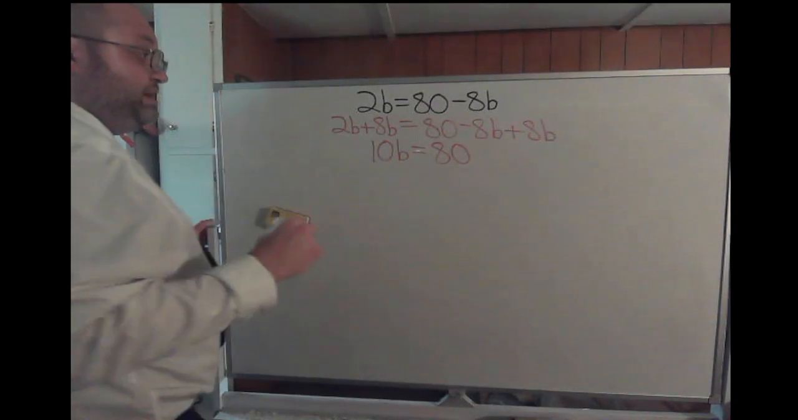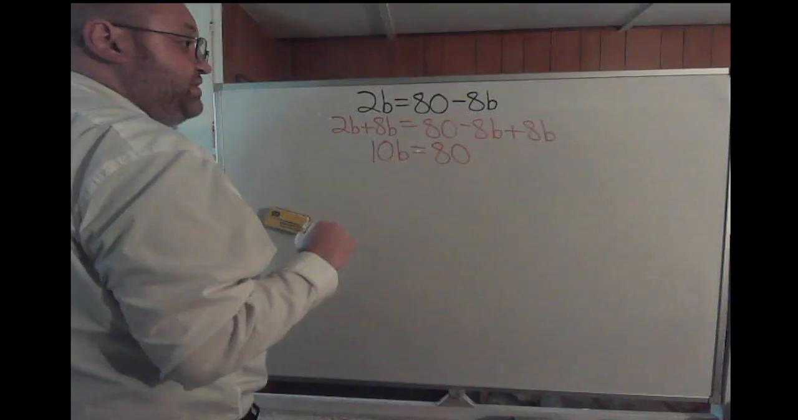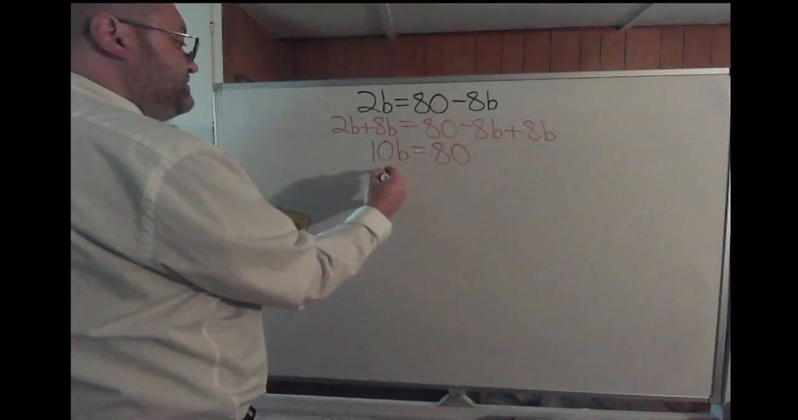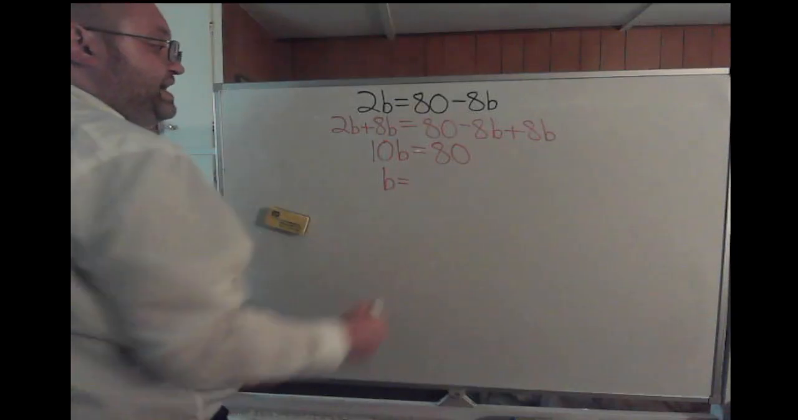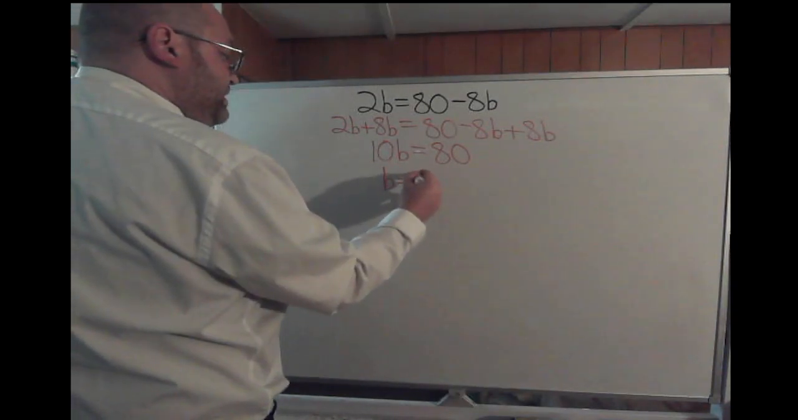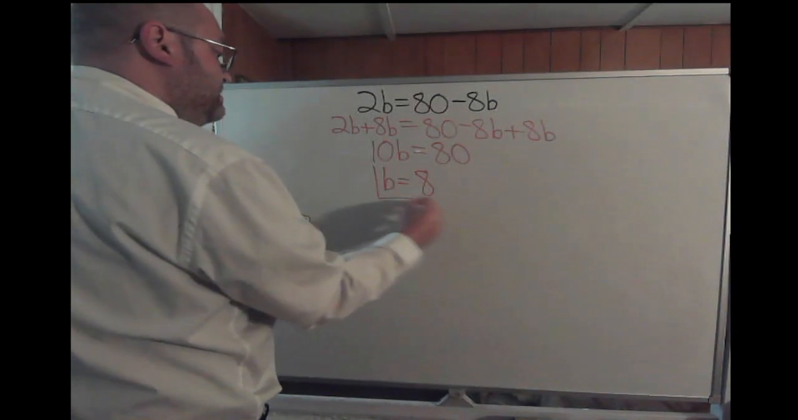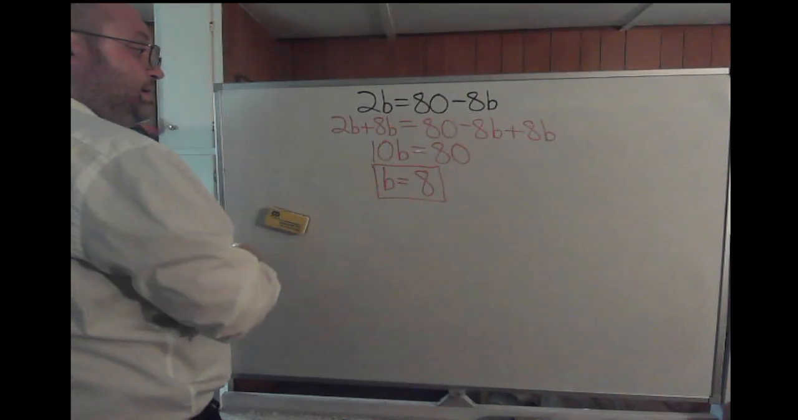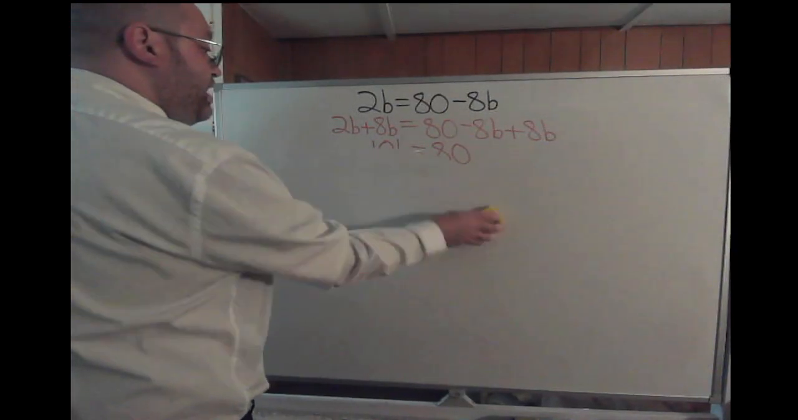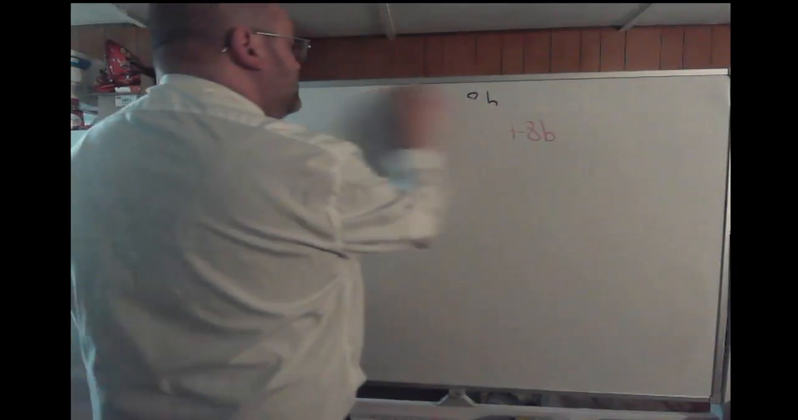Well, we've got 10b. We just want to solve for b. You've got to divide both sides by 10. Divide the left side by 10, you just get b, which is equal to the right side, 80 divided by 10, that's going to be 8. So b would be 8. Alright, we'll get into some slightly harder ones here.